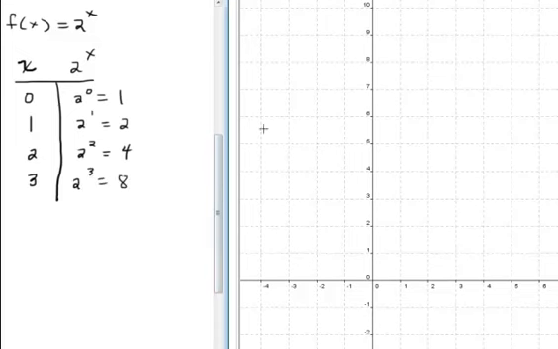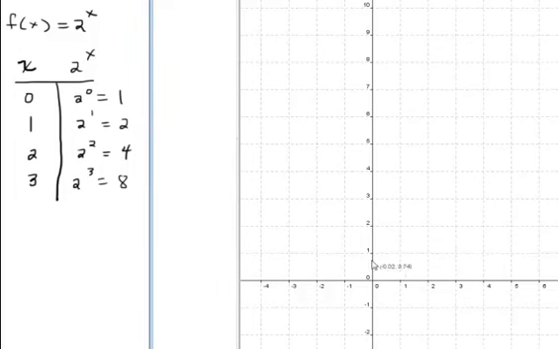Now let's come over here and plot these points. See what that tells us. So when x was 0, we had 1. When x was 1, we have 2. When x is 2, we had 4. When x is 3, we had 8.